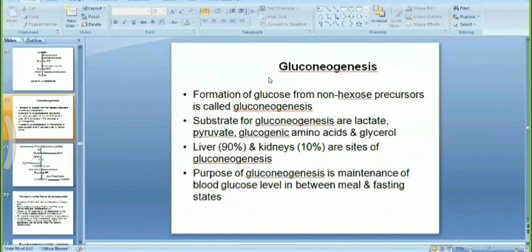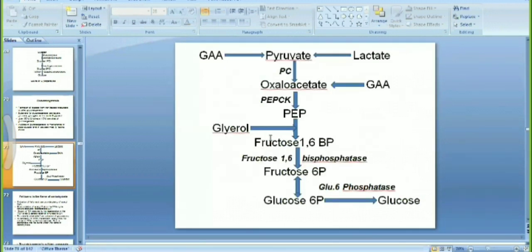Gluconeogenesis we cannot start because there is less than 1 minute left. What to note from gluconeogenesis? You can see the outline. That is also good. In the next class, we will be discussing gluconeogenesis.